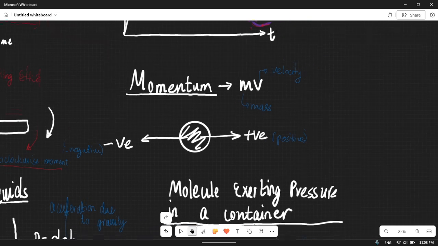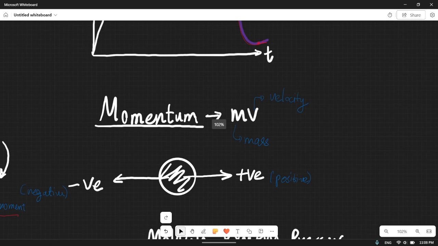Then we come on to momentum. Now momentum is basically mv, which is mass times velocity. And we have a particle. Velocity is a vector, I think, which is why we can have momentum be positive or negative.